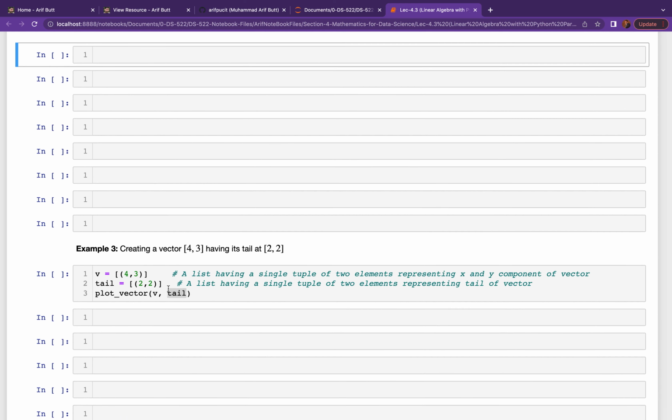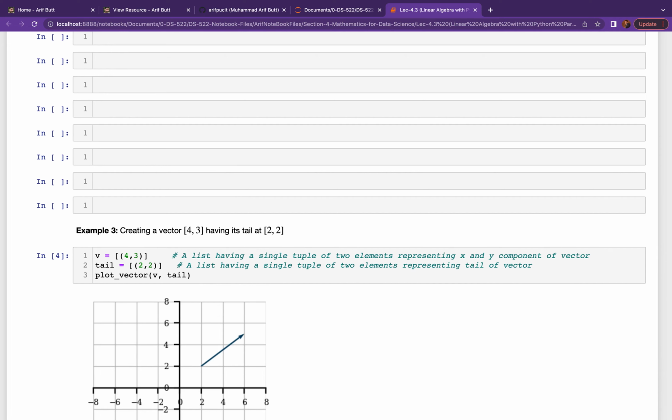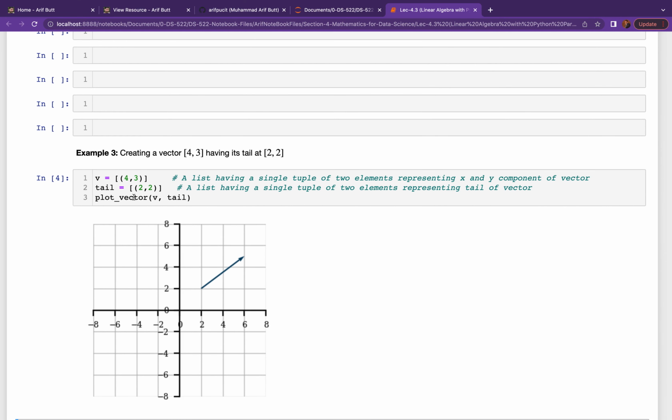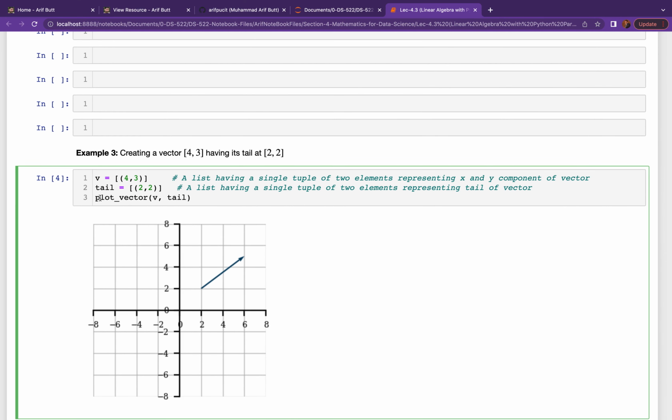Let's see another example over here. And right now I am passing 2 arguments to this plot_vector function: the vector v 4, 3 and its tail 2, 2. So you see this vector is now having its tail at point 2, 2 and the head is at point 6, and over here it is 5. Great.